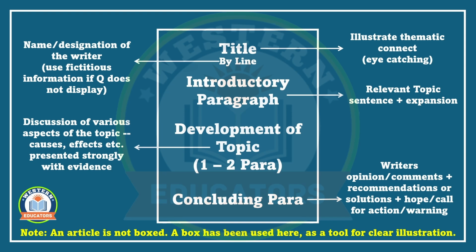And then the introductory paragraph, which has a relevant topic sentence and expansion. Then development of the topic, which should be in 1 or 2 paragraphs. In that development, you are going to discuss various aspects of the topic, that is causes, effects, etc., presented strongly with evidence. Then the conclusion paragraph. Here you should write the writer's opinion, comments, recommendations or solutions, plus hope or call for action and warning.